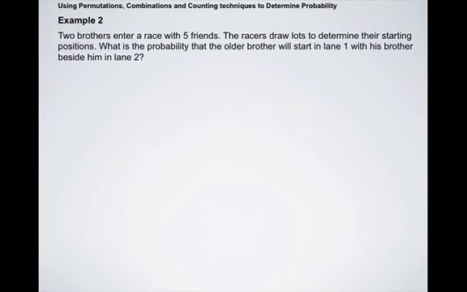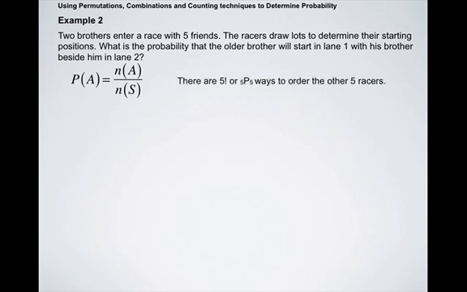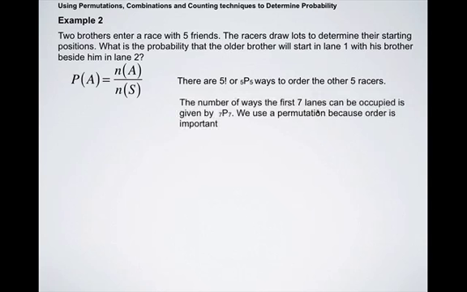Now, the other way we could have done this is if we had considered all 7 lanes, and we want to know what the probability is that the older brother will start in lane 1 and his brother starting in lane 2. Well, if you consider all the lanes, there's only one way that you can assign lane 1 and 2, but there are 5 factorial, or the permutation of 5 choose 5 ways to order the other 5 racers. And when you consider all 7 lanes, then the number of ways that the 7 lanes can be occupied is given by the permutation of 7 choose 7.